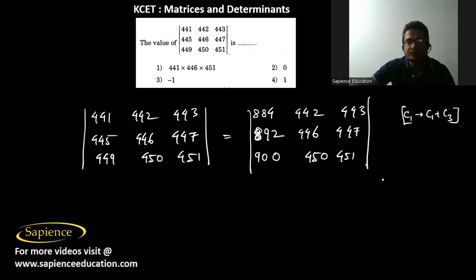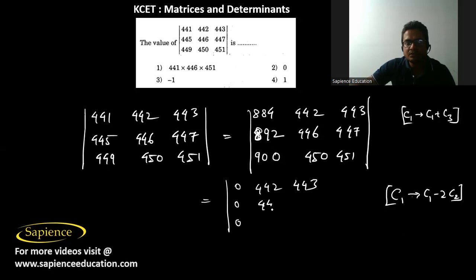If we apply the column operation C1 goes to C1 minus 2 C2, then all the elements in column 1 will become 0, 0, 0, then 442, 443, 446, 447, and 450, 451. Since all the elements in column 1 are 0, the value of this determinant will be 0 only. So option 2 is the correct answer.